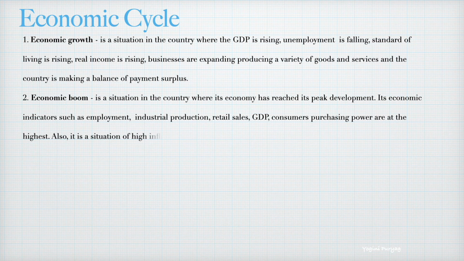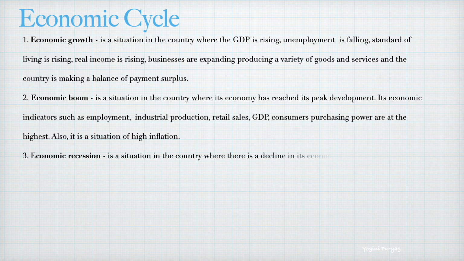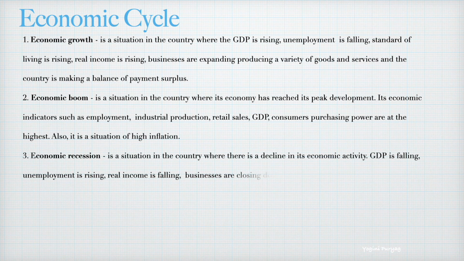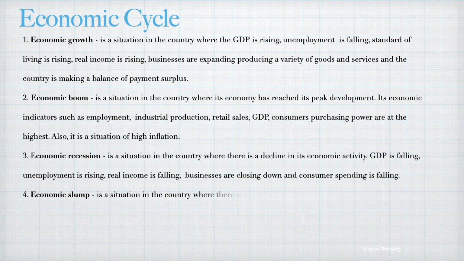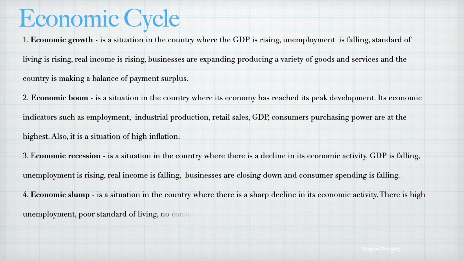Three, economic recession is a situation in the country where there is a decline in its economic activity. GDP is falling, unemployment is rising, real income is falling, businesses are closing down, and consumer spending is falling. Four, economic slump is a situation in the country where there is a sharp decline in its economic activity. There is high unemployment, poor standard of living, no consumer spending, high poverty, high social problems in the country.